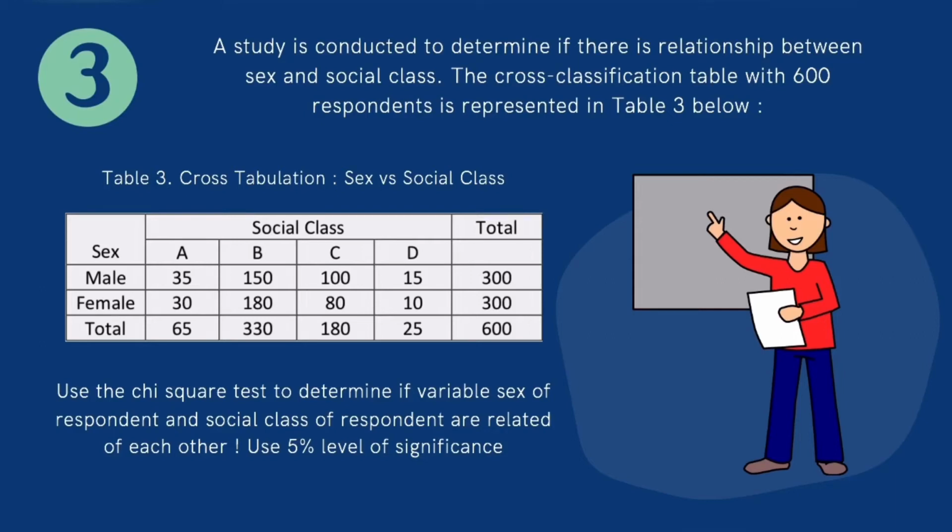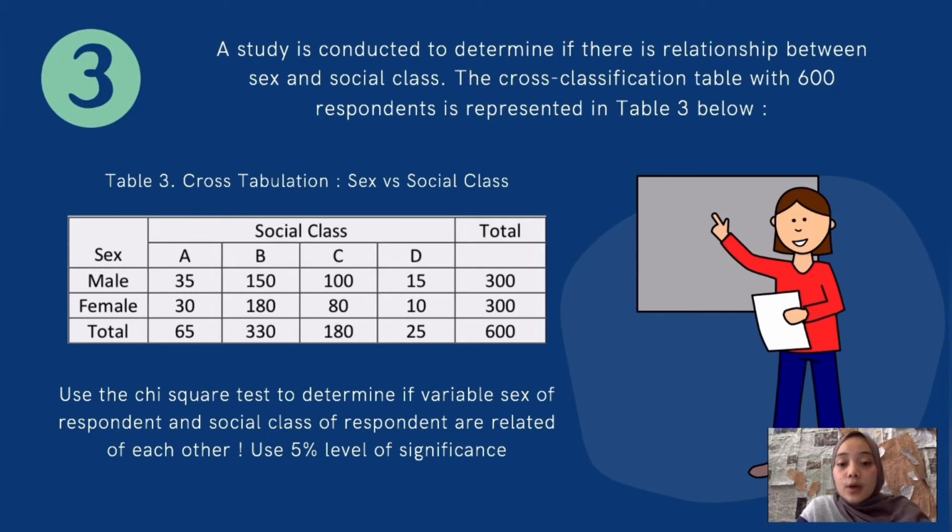Question number 3. A study is conducted to determine if there is a relationship between sex and social class. The cross-classification table with 600 respondents is represented in table 3 below. Use the chi-square test to determine if the variable sex of respondent and social class of respondent are related to each other. Use a 5% level of significance.